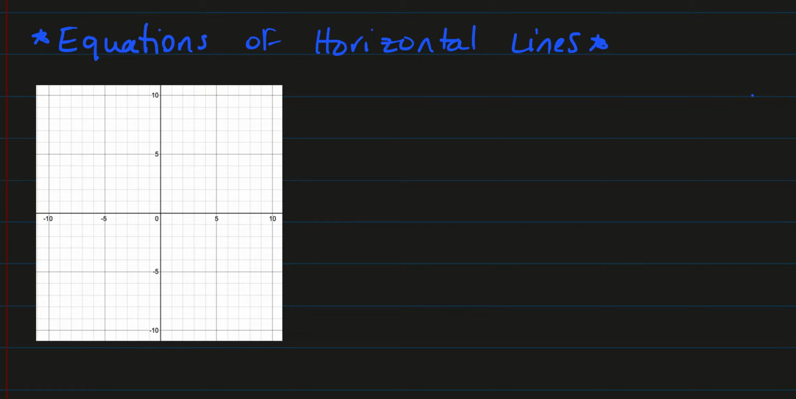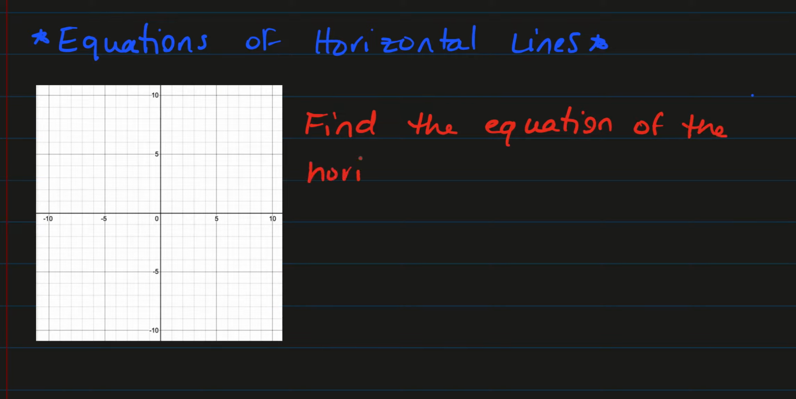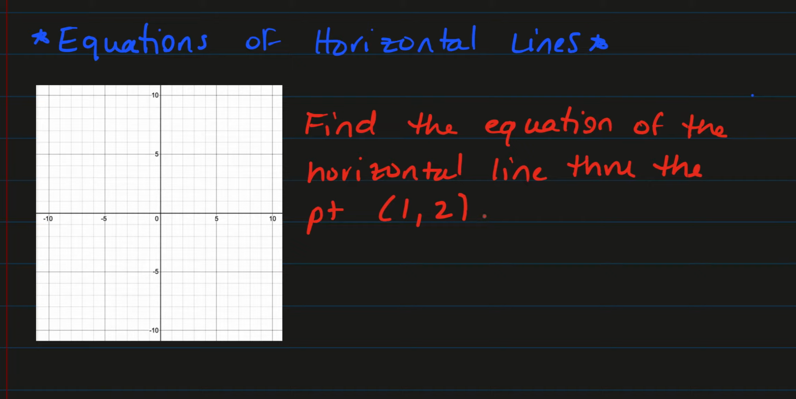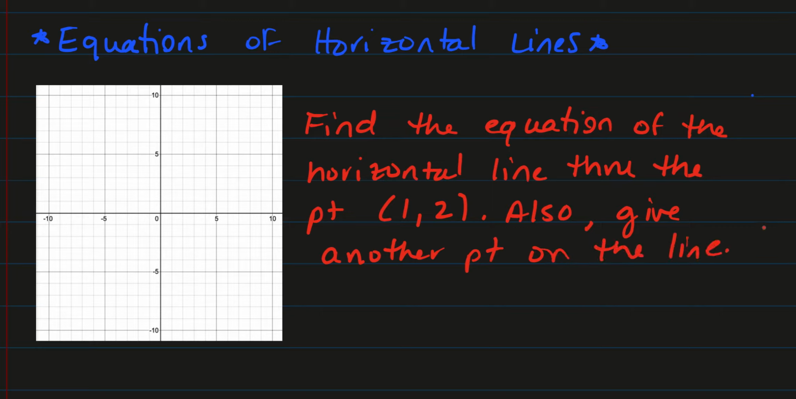This is going to be very similar. So let's find the equation of the horizontal line through the point 1, 2. Also, let's give another point on the line. So this is going to be very similar to the equation of a vertical line. You could probably guess what we're going to do.